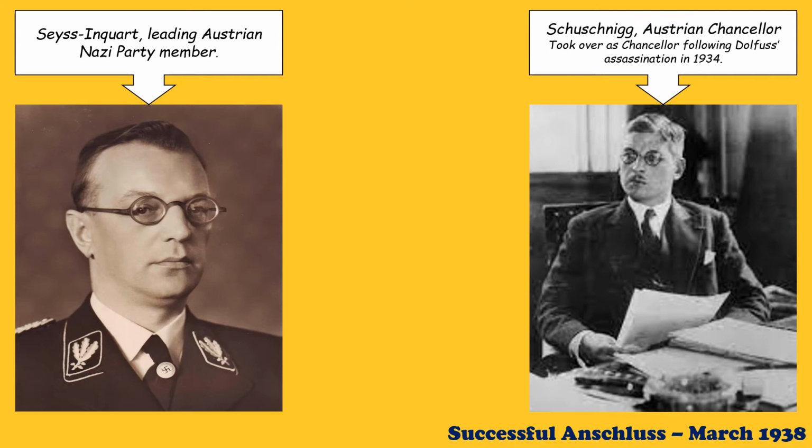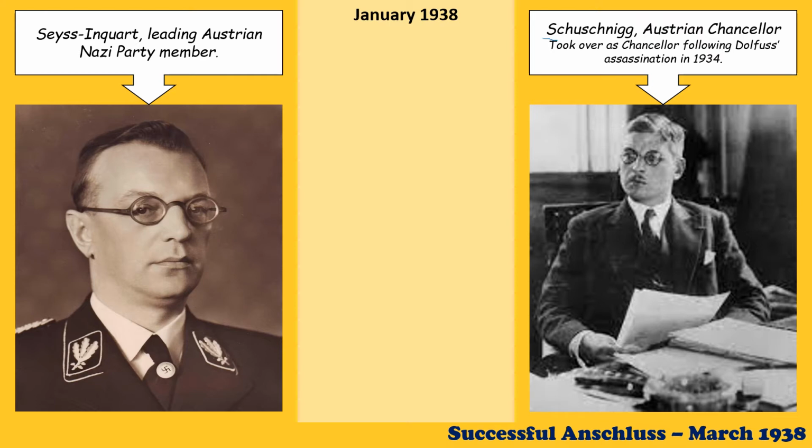Let's get into the actual events of the successful Anschluss of 1938, but we're not going to be starting in March. We're going to be going back a couple of months earlier to January 1938. Before I go into some details, let's take a look at these two people here on the screen. I'm going to start off with this guy on the right here. Okay, so this guy over here.